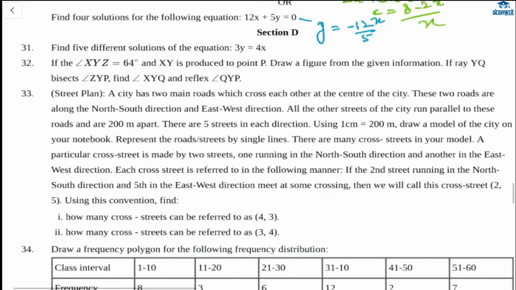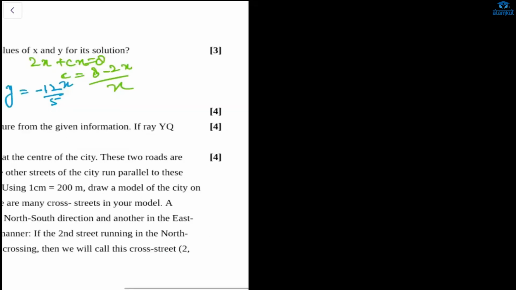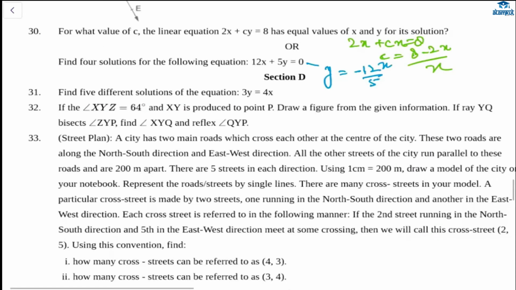Now, this one. Question number 32. How are you going to do question number 32? If the angle XYZ is equal to 64 and XY is produced to point P, then find the angles. So everybody has read this question. An angle value is given, 64, and XY is produced. Now, first let me draw the diagram for question 32.